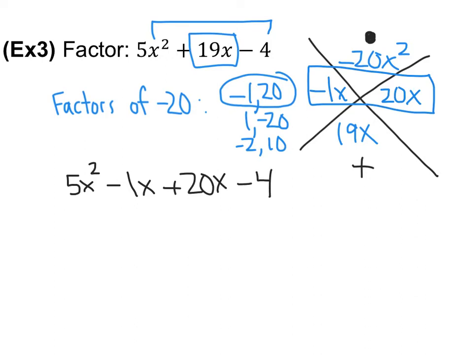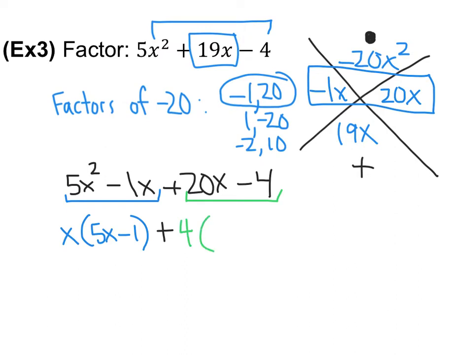Recognize that we have 4 terms. We're going to group the first 2 and group the second 2. So we'll factor out a greatest common factor from the first 2 terms, which is an x. X times the quantity, 5x minus 1. And of the second term, we can factor out a 4. So 4 times the quantity, 5x minus 1.